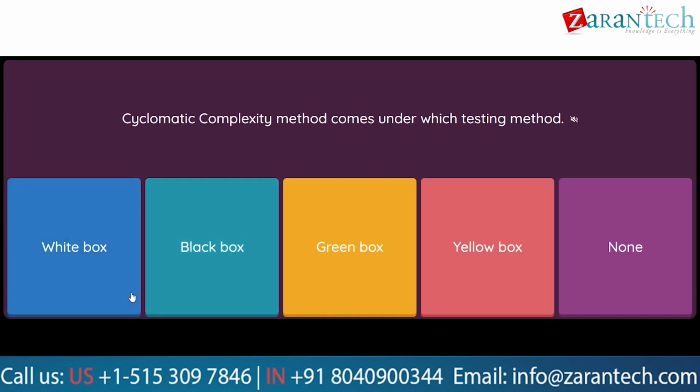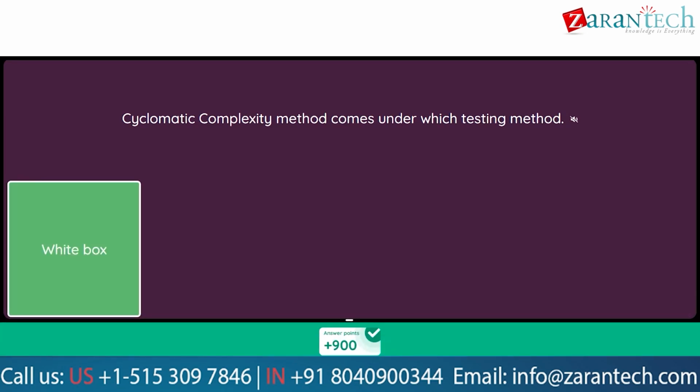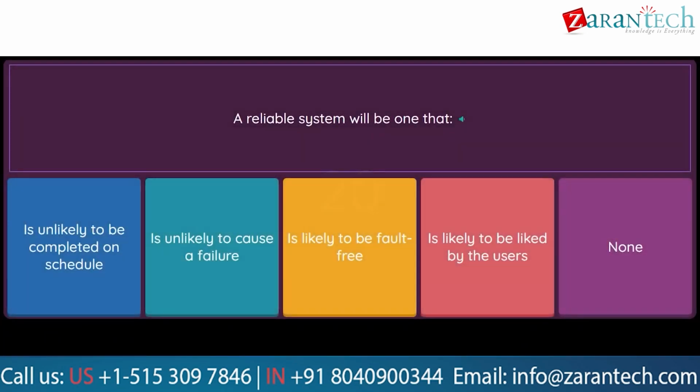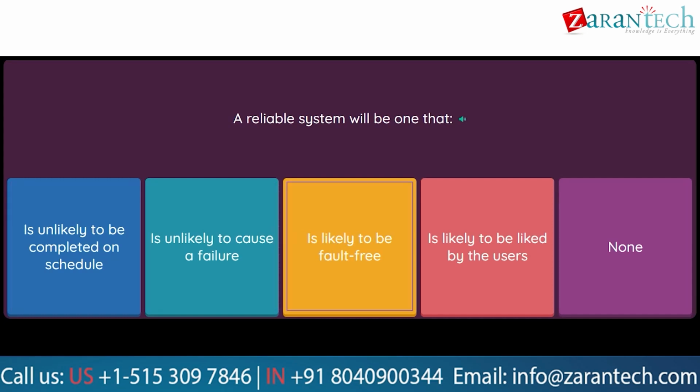Question: A reliable system will be one that. Option 1 is unlikely to be completed on schedule. Option 2 is unlikely to cause a failure. Option 3 is likely to be fault-free. Option 4 is likely to be liked by the users. Option 5 none.